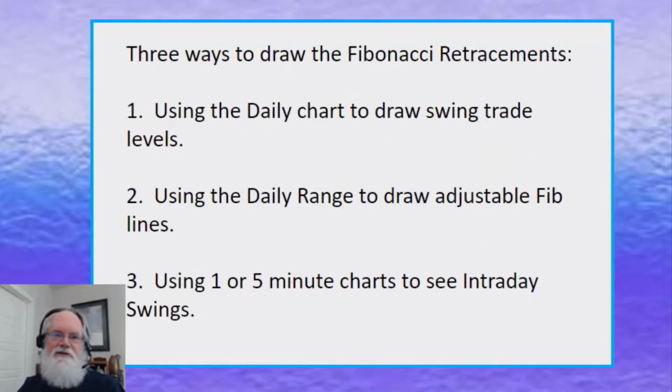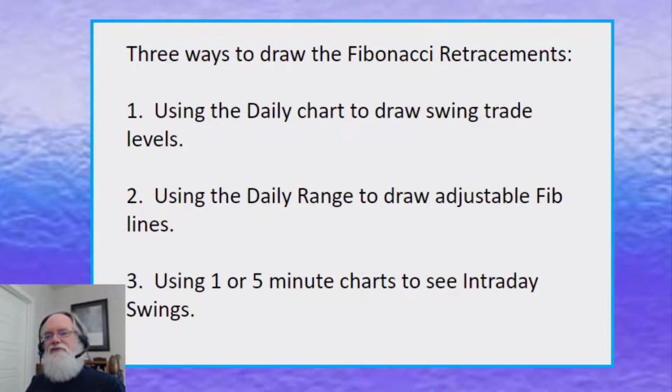be asking. So in this video we talked about three different ways to draw the Fibonacci retracements, and next I'm going to talk to you about why that's important. But three different ways. We used the daily chart to draw swing trade levels, and we left those levels on the intraday chart so that we can see those big levels. We used the daily range to draw adjustable fib lines, adjusting those fib lines if we have new highs or new lows during the day's session.